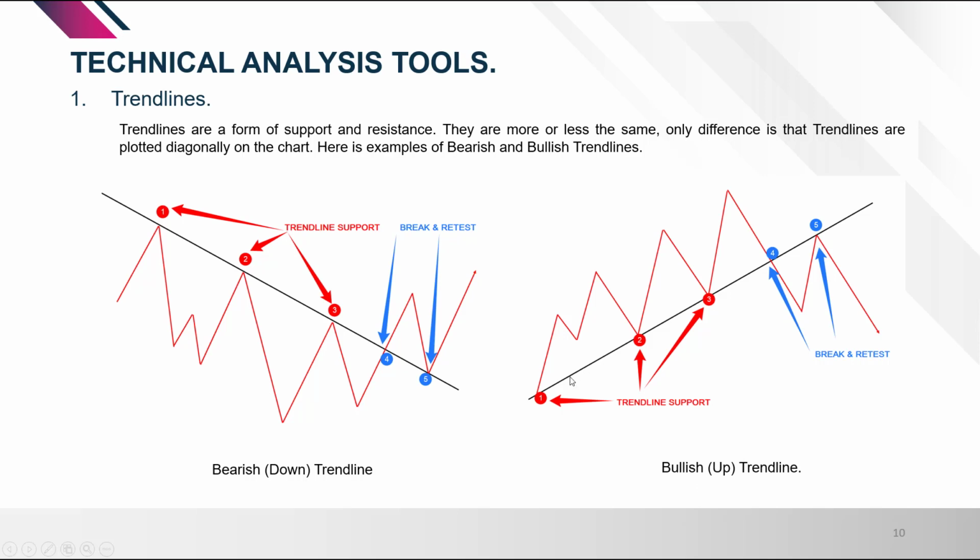Now let's look at a bullish trend line. A bullish trend line is the opposite. Price will be moving in an uptrend, forming higher highs, higher low, higher high, higher low. 1, 2, and 3. Those are higher lows. When you connect those three points together and extend the line, that's your trend line support. So this is a bullish trend line. Here we've got an illustration of a bearish trend line, and here we've got an illustration of a bullish trend line.